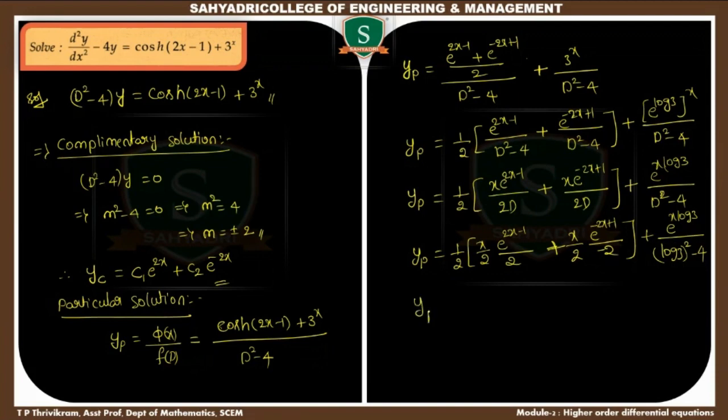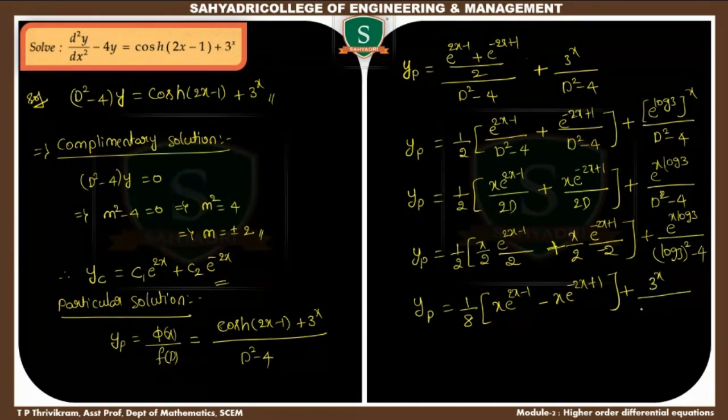So therefore yp is equal to, just take this 1 by 2 also inside. How much will you get? Or take 1 by 4 outside, so you'll get 1 by 8 common. X e power 2x minus 1 minus x e power minus 2x plus 1, plus again this can be replaced with 3 power x divided by this, which can be written as 2 log 3 minus 4.